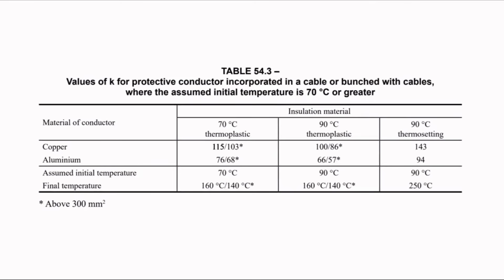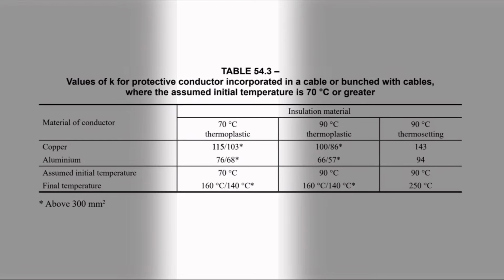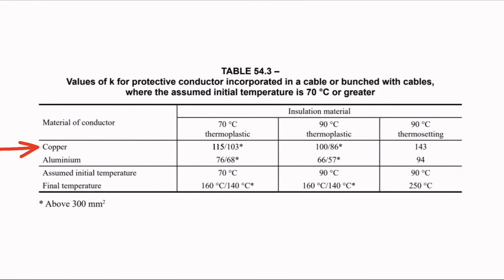Our cable is PVC, which has a thermoplastic insulation rated to withstand the conductor inside it getting up to 70 degrees C, so we'll use this column to get our K value. The conductor material is copper, not aluminium, so we'll use this row to find the K value. It gives us two figures, one at 115 and the other at 103. So which one will we use? Well, notice the little asterisk next to the 103. This indicates that we only use this figure if the conductor is over 300 millimetres squared. So for our much smaller 4 millimetre conductor, we're going to use the 115 value, which goes into our formula here.